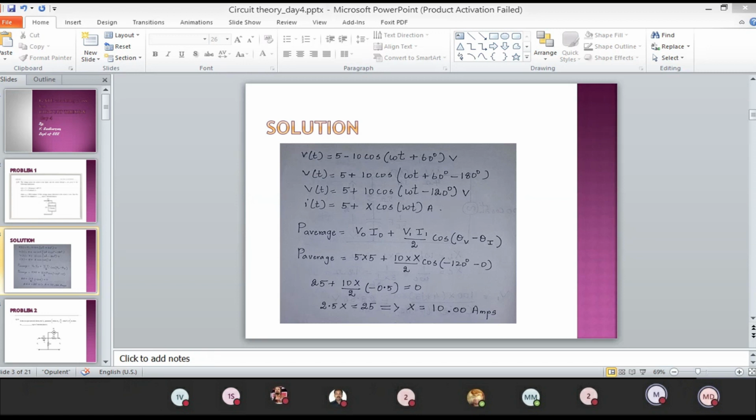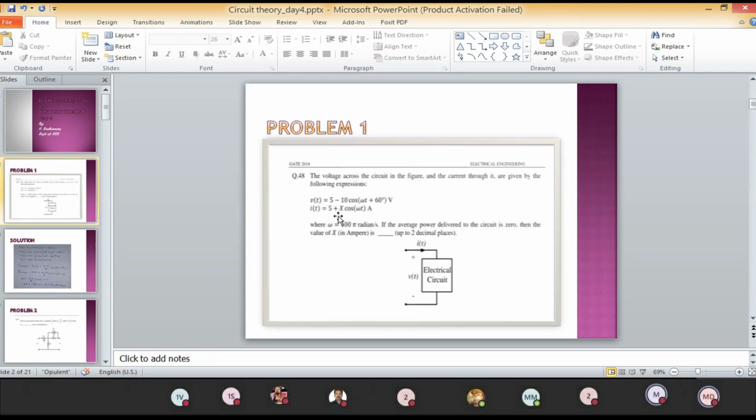So in this case, V naught and I naught are V max as well as I max, and V by root 2 is Vrms into I by root 2 Irms cos of the angle between voltage and current. So this is the average power, and you already know that the average power for an AC circuit is always 0.